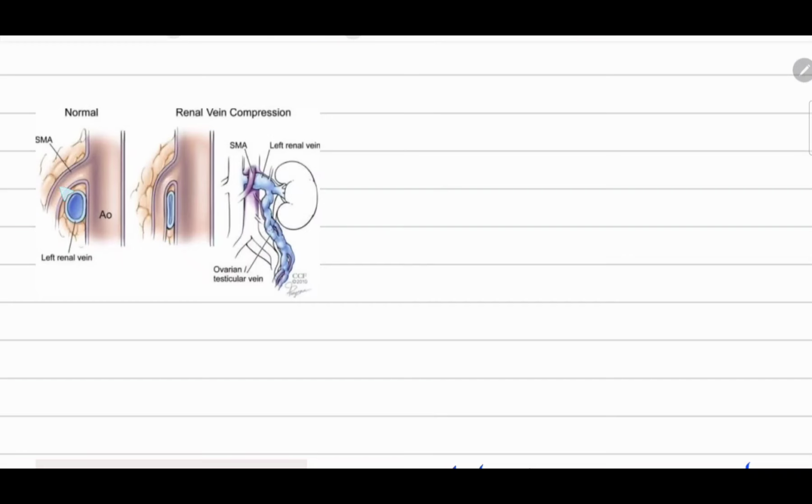Just look at this picture. Here we have the superior mesenteric artery, this is the abdominal aorta, here is the left renal vein. Look at the second diagram: this is the left renal vein and the superior mesenteric artery is compressing it. See, this is the testicular vein, and there is tortuosity in the testicular vein. That is what I was telling: the compression of the left renal vein by the superior mesenteric artery is also a reason for the increased chances of varicocele in the left testicular vein or the left sided testis.